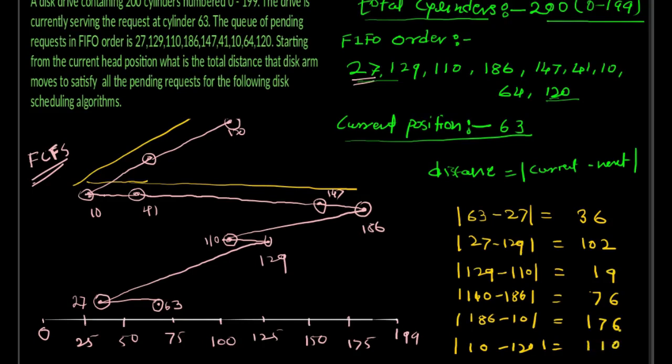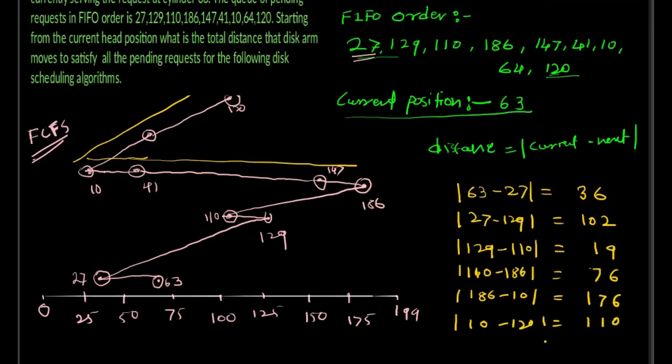Now we calculate the total distance, as we have been asked to. So what is the total distance? Adding all these distances together, the total distance is 519. That is the total distance required to be traveled by the FCFS algorithm.